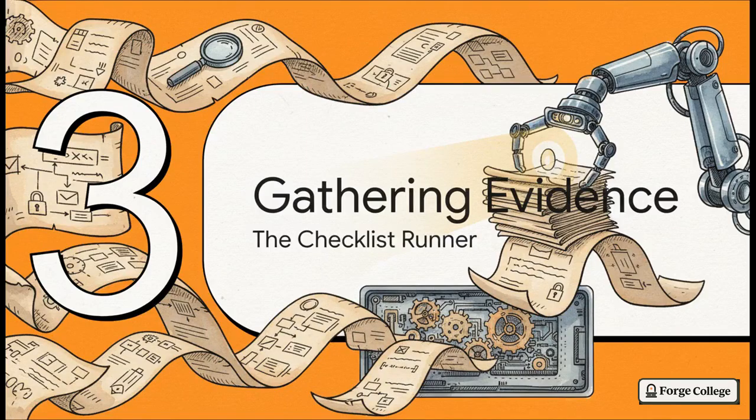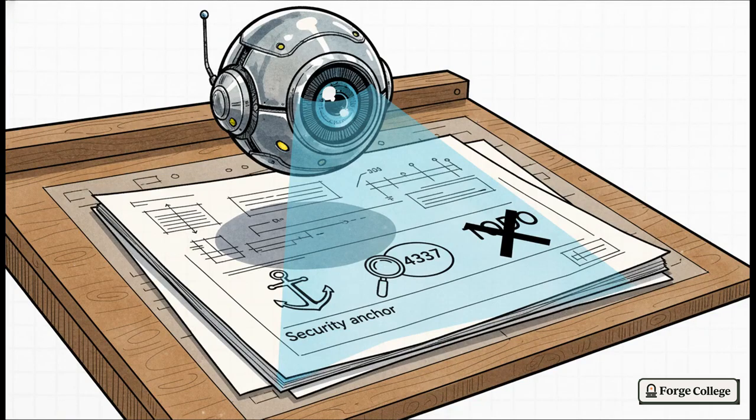Section 3. Gathering your evidence, the checklist runner. Speaking of paper trails, let's be honest, you really don't want to manually check your own UX and security checklists. Humans are pretty terrible at that. We get tired, our eyes glaze over, and we miss things.